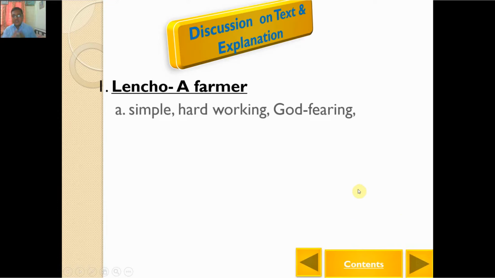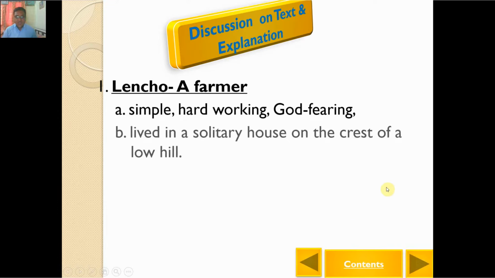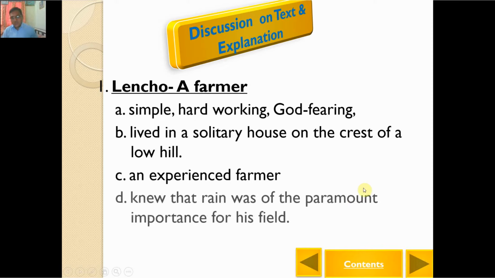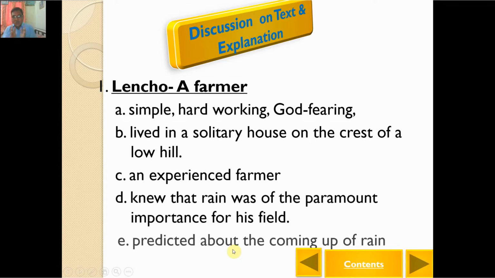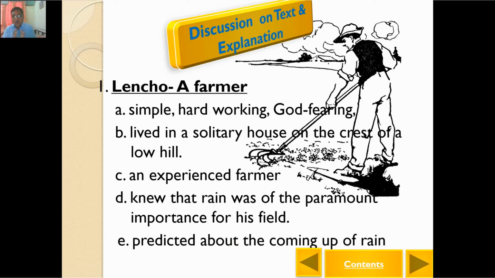Now we shall discuss the text. First of all, Lencho, a farmer. First point, Lencho, a farmer. Lencho, a simple, hardworking, God-fearing man, lived in a solitary house on the crest of a low hill. He was an experienced farmer who knew that rain was of paramount importance for his field, and he predicted the coming of rain.